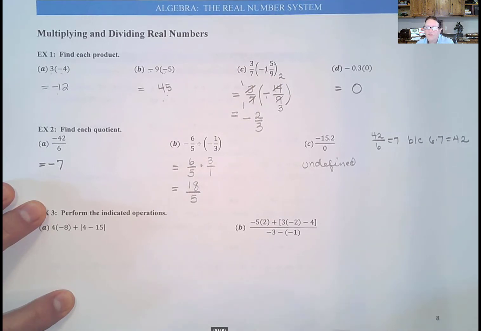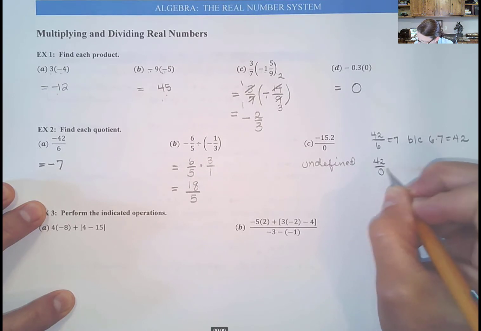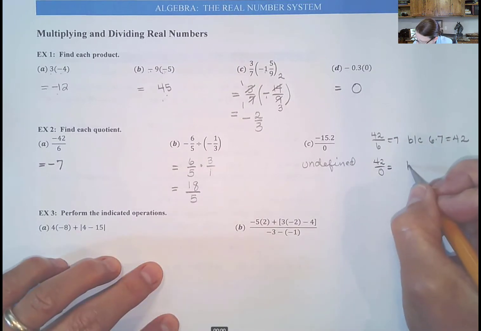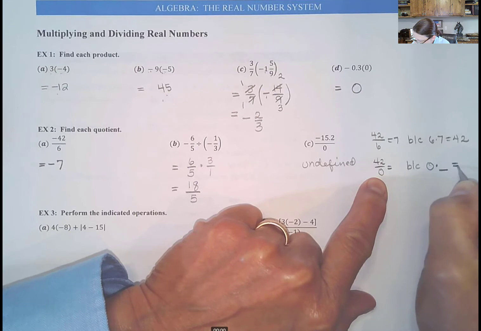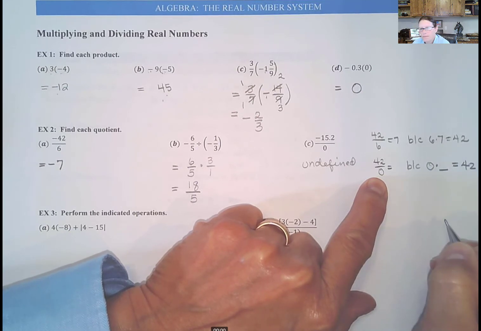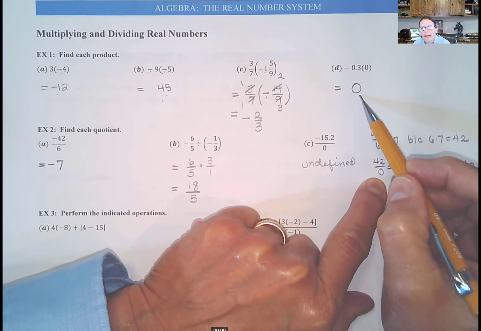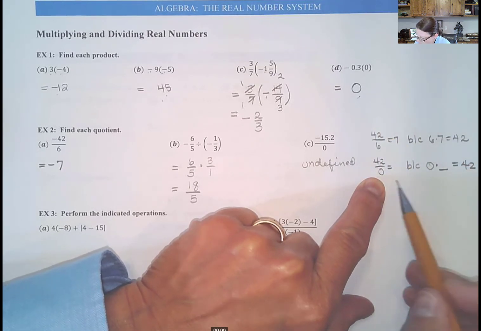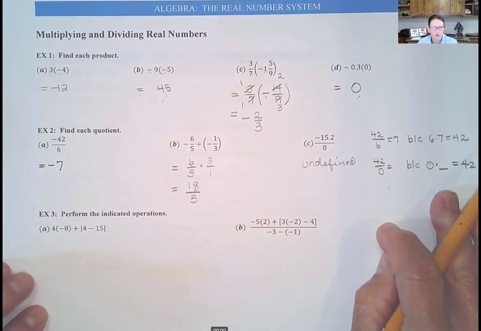But if we think about division by 0, 42 divided by 0 is what? Okay, is there any number that we can multiply 0 by to obtain 42? No, that doesn't happen, does it? Anytime we multiply 0 by any other non-zero number, or times itself even, we get 0. So the multiplication doesn't work, therefore the division won't work. Division by 0 is undefined.